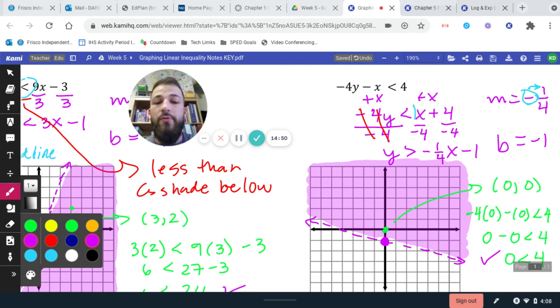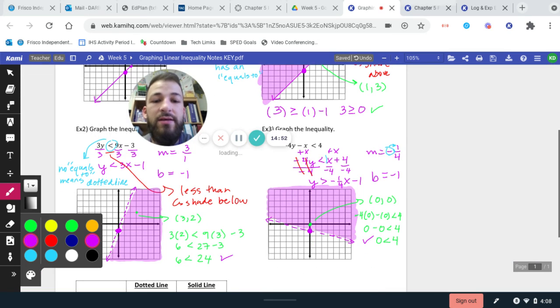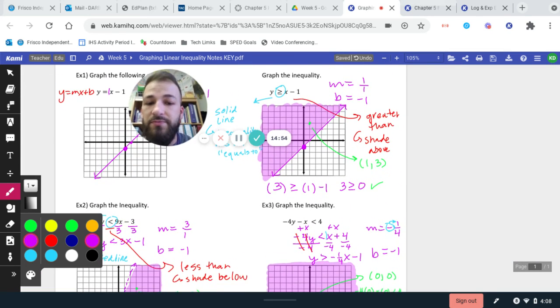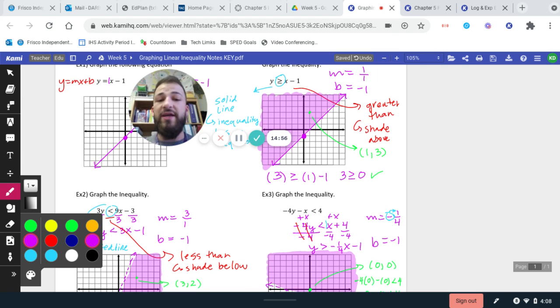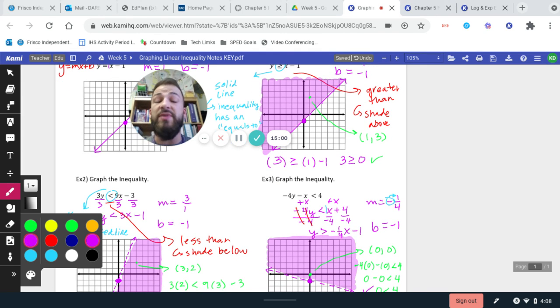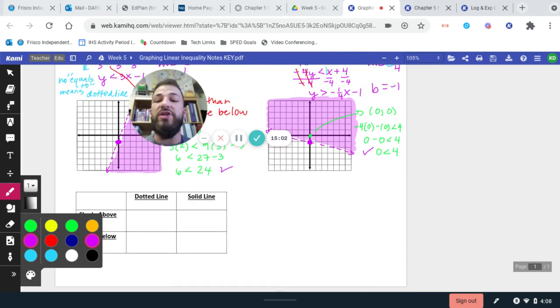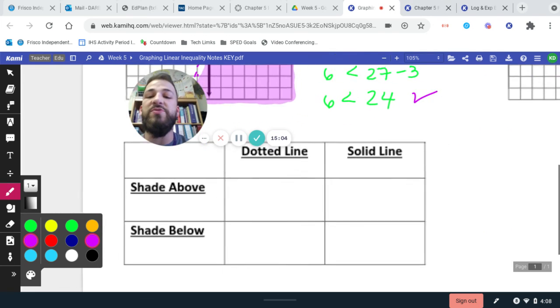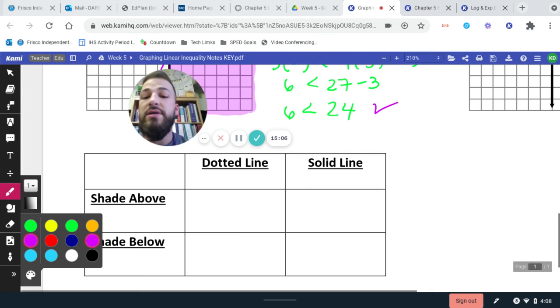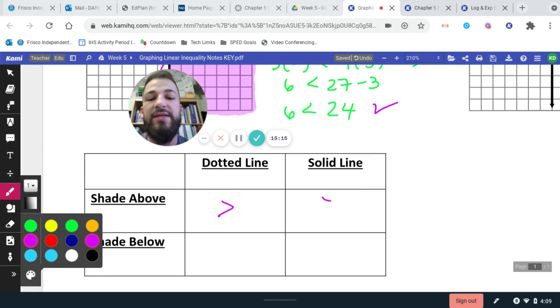Okay, so that is graphing inequalities, y'all. Like I said, the big thing is it's graphing a linear equation like normal, but the two big things that we're adding are whether it's going to be solid or dotted, and which way to shade. So just to help remind ourselves: shade above with a dotted line is going to be our greater than sign. Shade above with a solid line is going to be our greater than or equal sign.